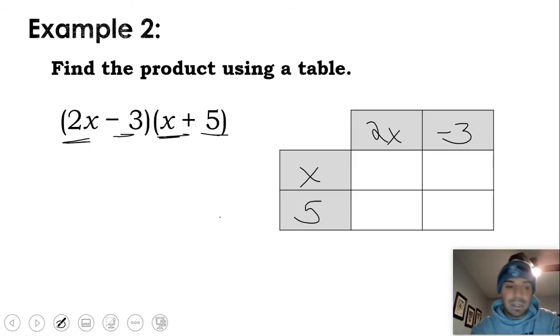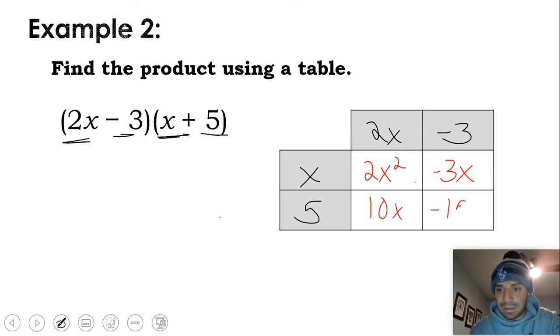And then in each box, you just are multiplying each thing together. So in this box here is going to be our x times our 2x, which is going to be 2x squared. Top right box is x times negative 3, which is negative 3x. Bottom left box, 2x times 5 is 10x. And 5 times negative 3 is negative 15.